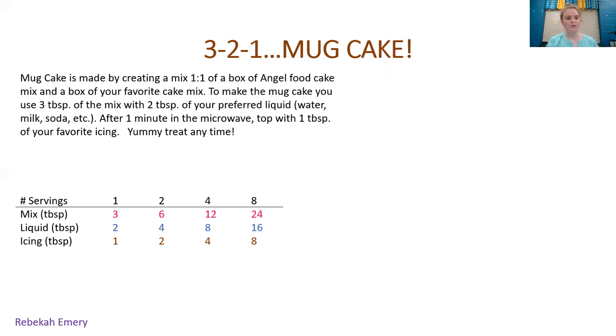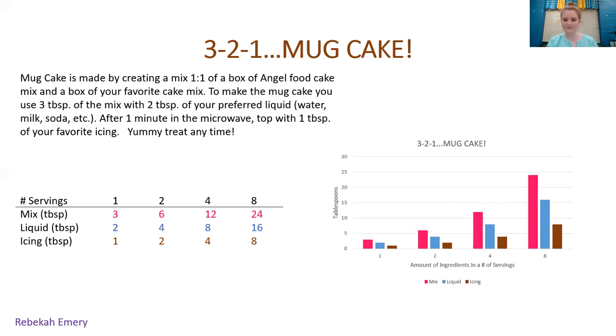So now let's look at a graph of this basic information. You can easily see the rate of proportional change when the table of information is transferred to a graph. And that's mud cake. Mud cake is made in a coffee cup of any size you want, really.